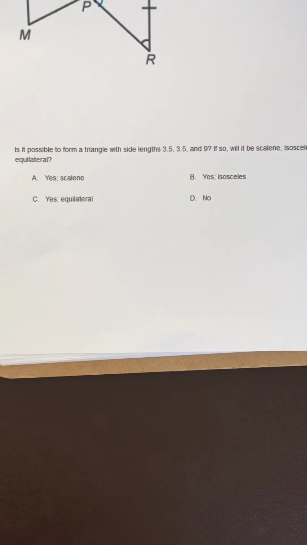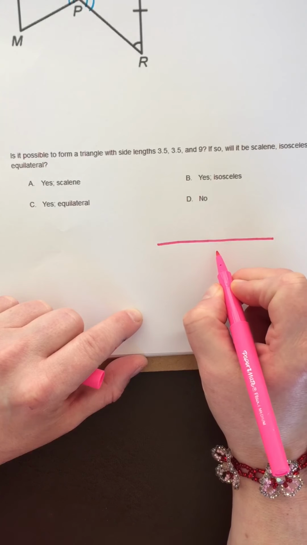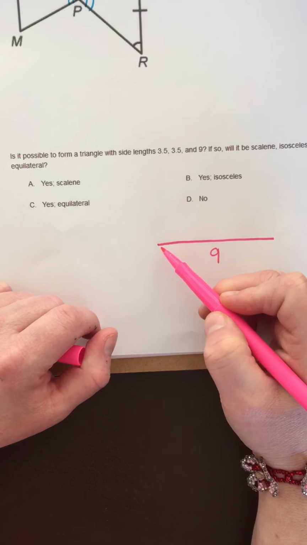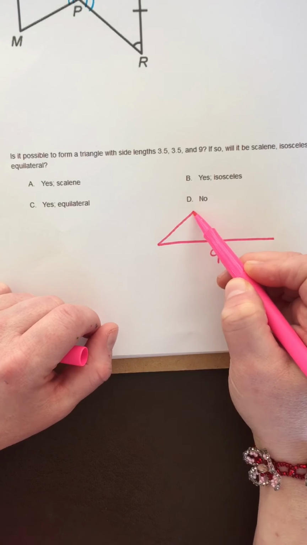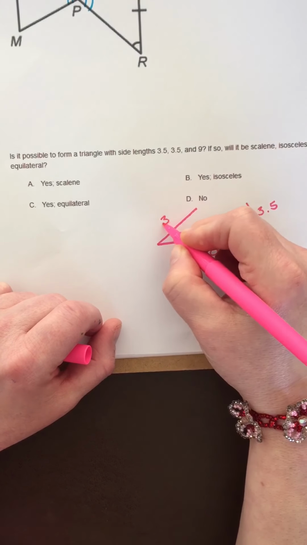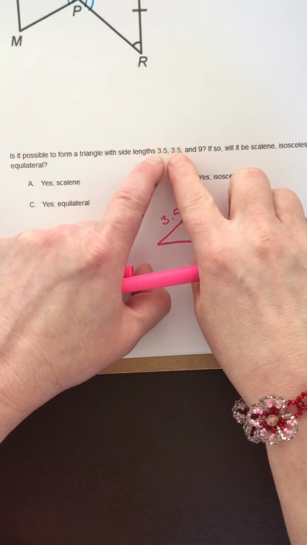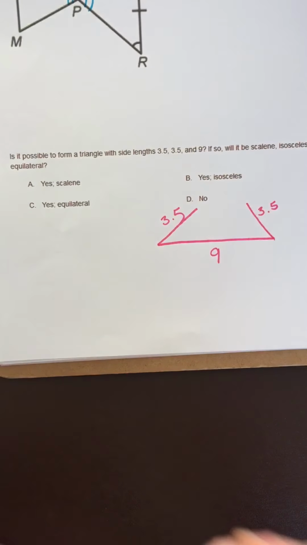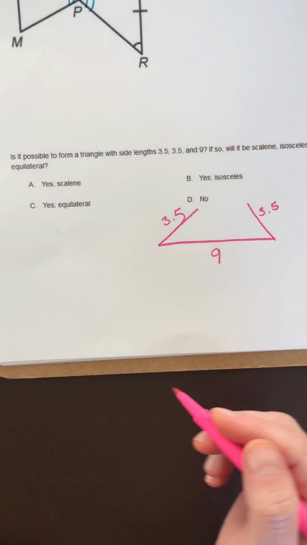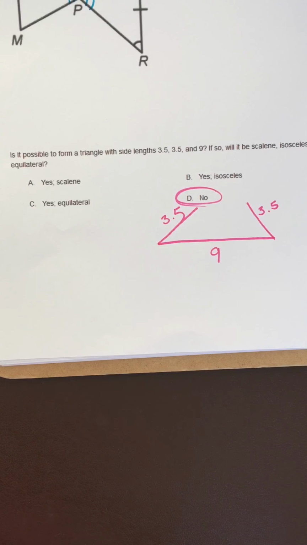All right, and this one a lot of people missed. It says, is it possible to form a triangle with side lengths 3.5, 3.5, and 9? So think about if you've got one side of the triangle 9 units long, and then the other two pieces are 3.5. They're not going to be able to connect. These two should add up to a number bigger than 9, and they don't. They wouldn't be able to reach each other. It's like two little short arms or something. So no, you can't even make a triangle with that.